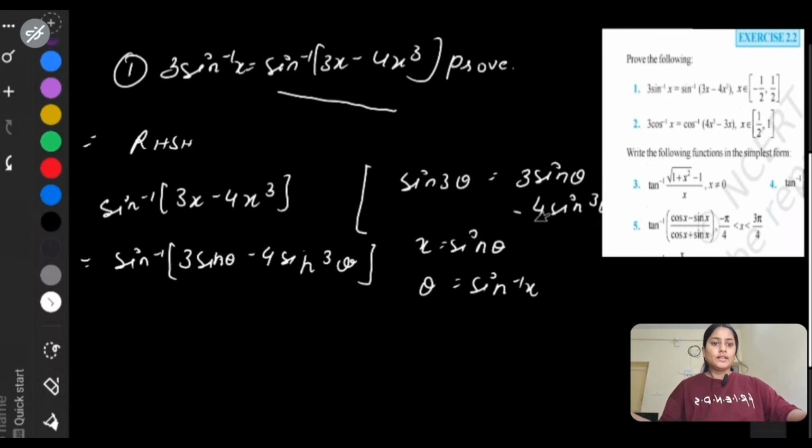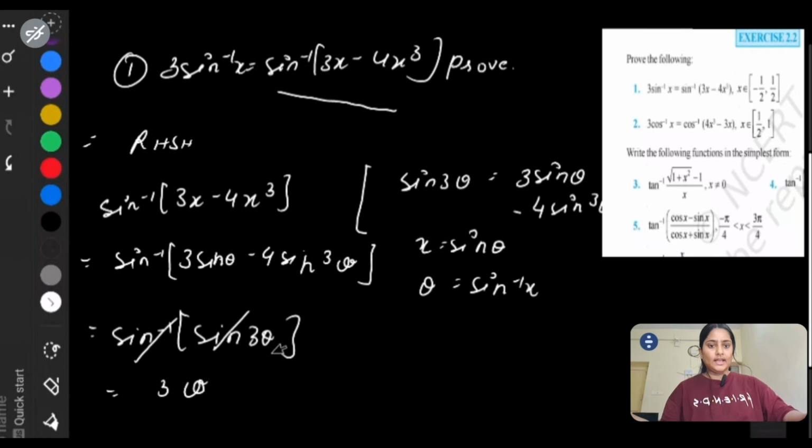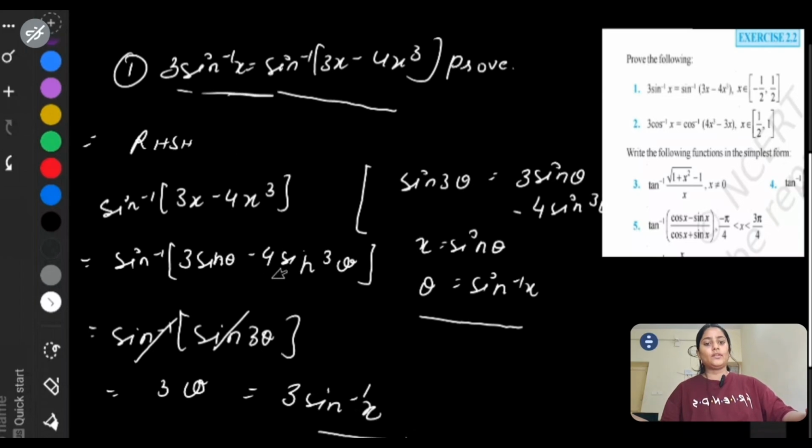Now we will put 3 sine theta minus 4 sine cube theta is equal to sine 3 theta in this bracket, right? So here sine inverse of sine 3 theta, right? And now we'll cancel this. The answer will be 3 theta. And from here theta is equal to sine inverse x. So we'll put 3 sine inverse of x. Hence we have proved this. It is exactly the LHS side of the question.